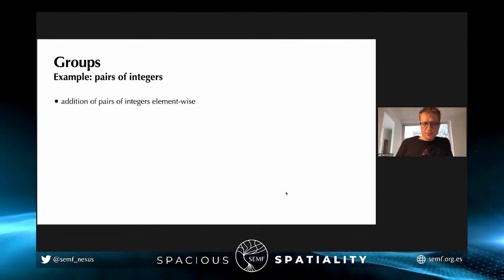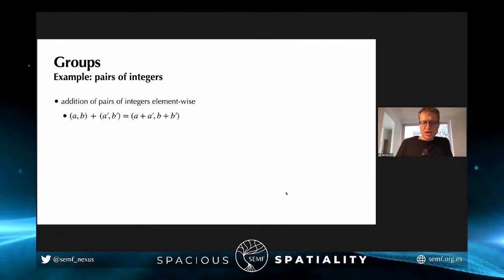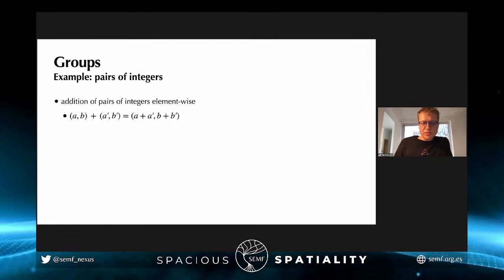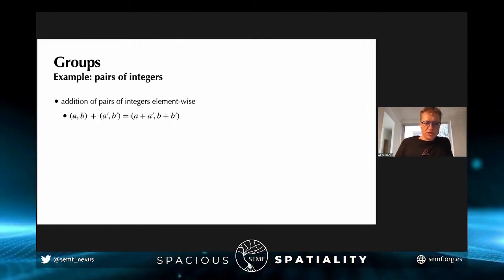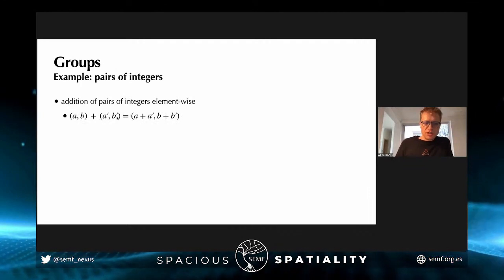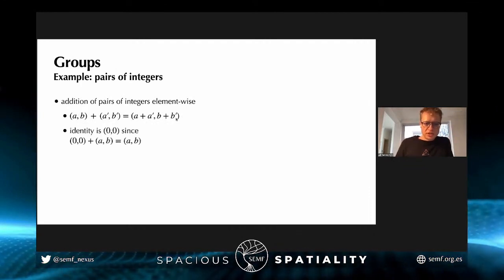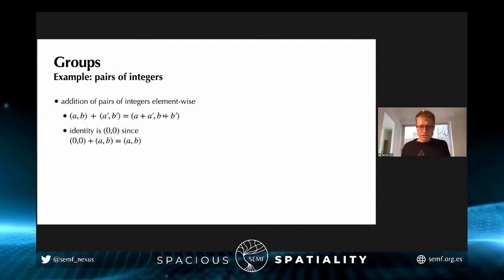Let's look at pairs of integers. What does it mean to add two integers? Well, we add them element-wise. So we have a pair (a, b) and another pair (a', b'), and then we add the a's together and we add the b's together. The identity is obviously (0, 0).